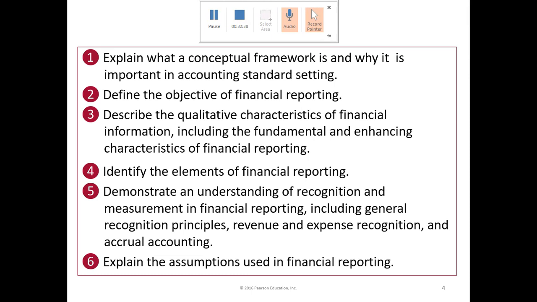Number 4, we already know about the elements of financial reporting. We'll see it again. We'll try to see what the elements are and how they affect the reporting standards.